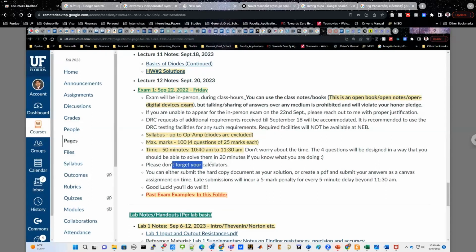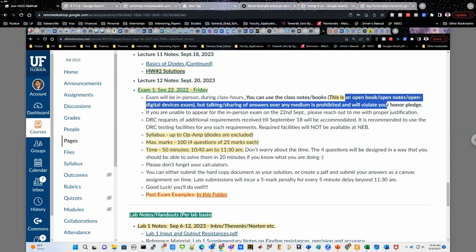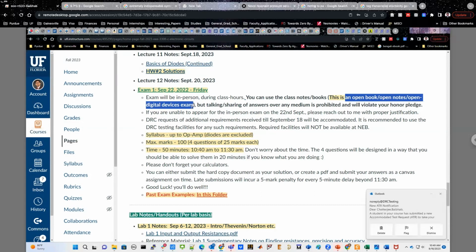You may need your calculator, so it's a good idea to bring your calculators to do some of the calculations. So please make sure you bring your calculators during the exam. And this is an open book, open notes, open digital devices. So you can take help from all the previous notes, the examples, whatever has been posted in the Canvas page, also from the internet. So you can take help from that.